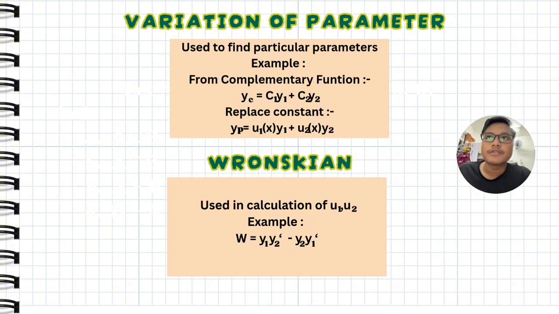The next one is variation of parameters. Variation of parameters is another method to find the particular function. We replace the constants in the complementary function with the functions u1 and u2. Then we have the Wronskian. The Wronskian is used to help compute these functions and check independence. Then we integrate to obtain the particular solution.